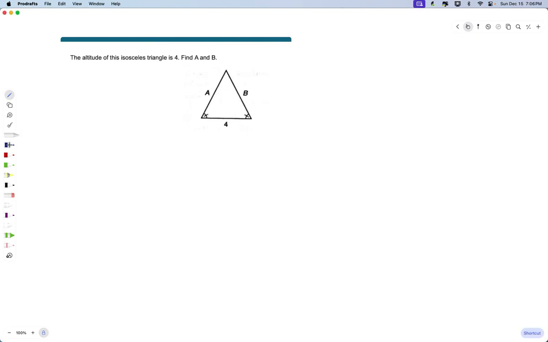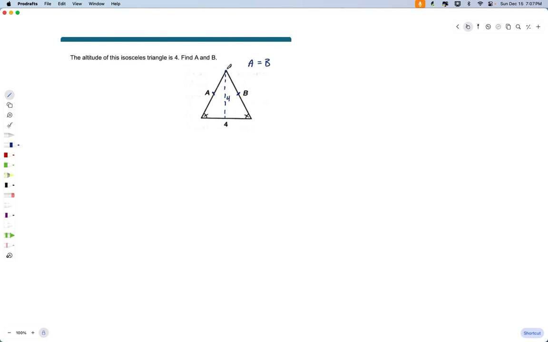All right, so the altitude of the isosceles triangle is 4. That means from the apex of the triangle to the bottom, it has an altitude of 4. We know this is an isosceles triangle because this angle is congruent to this angle, which means this side is congruent to this side. So A is equal to B.